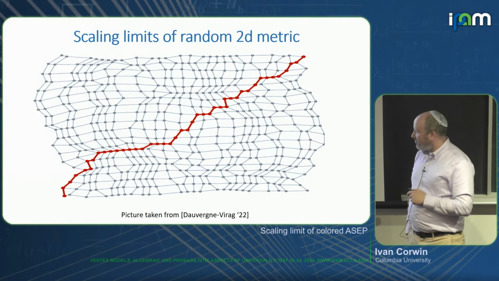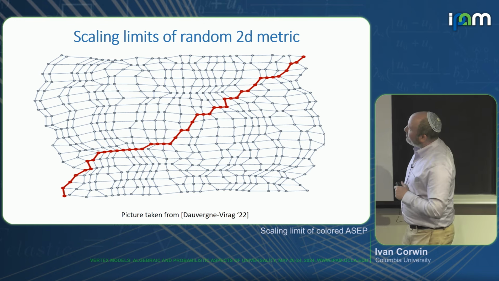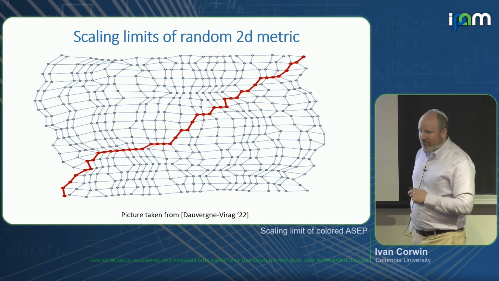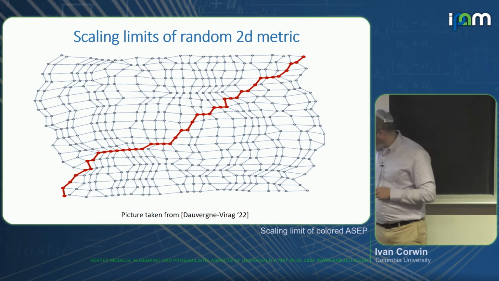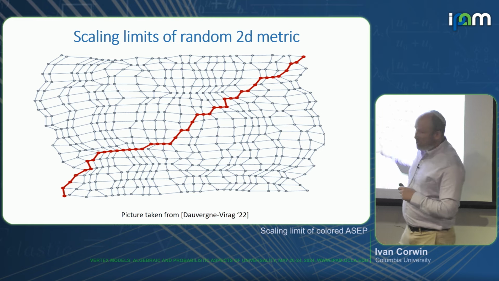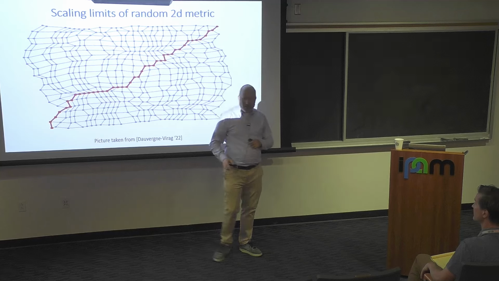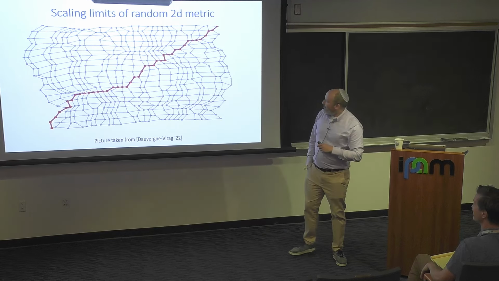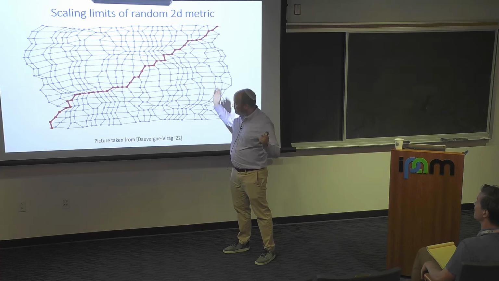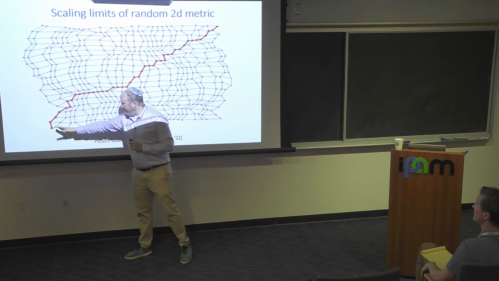So where else should this Airy sheet arise? Well, it should arise as a universal scaling limit of many things, including random two-dimensional metrics. The picture, taken from a nice paper of Dauvergne and Virag, is that you imagine some sort of deformation of a two-dimensional lattice. Maybe you think of these edge lengths as being random. Now you're looking from a starting point to an ending point, and you try to maximize the distances that you can get, summing the length along this path.